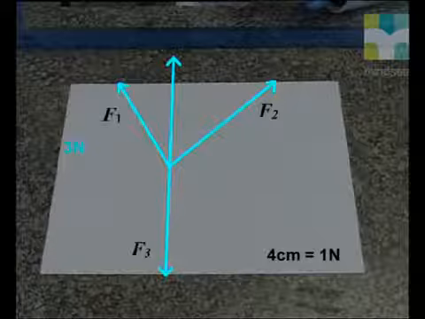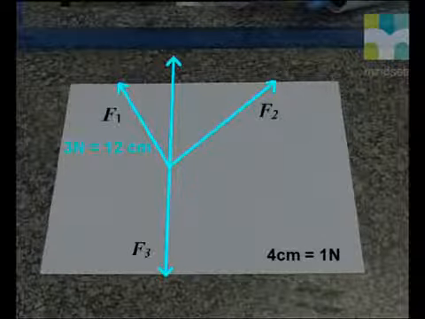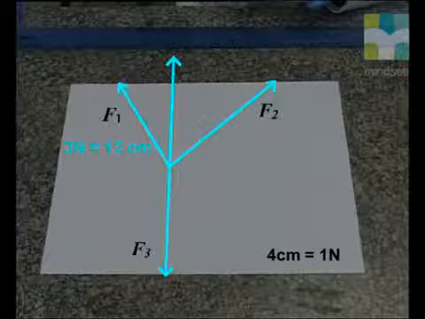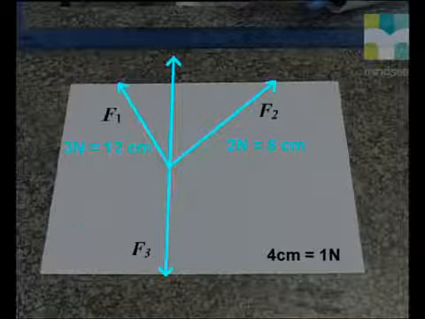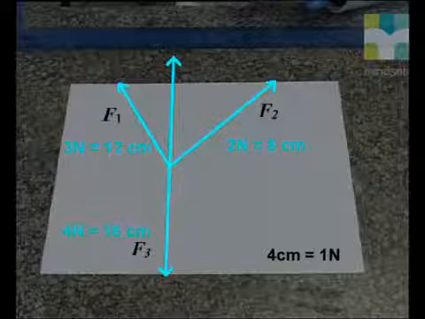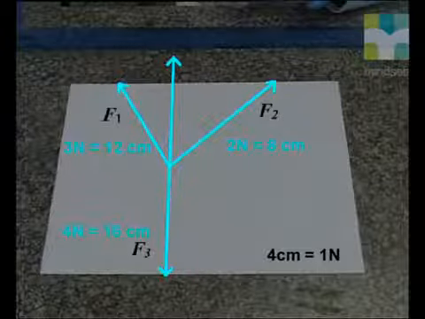Force F1 was 3 newtons, so we use a length of 4 centimeters to represent 1 newton. So force vector F1 is a vector 12 centimeters long, because the force was 3 newtons. Force vector F2 is a vector 8 centimeters long, because it was 2 newtons. And finally, force vector F3 will be a vector 16 centimeters long, because it was 4 newtons.